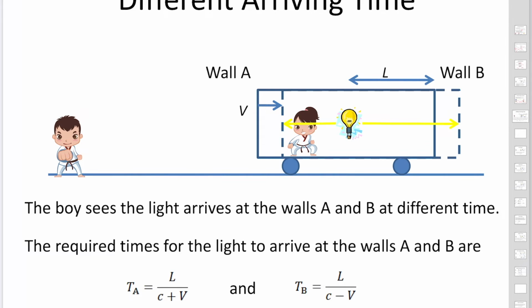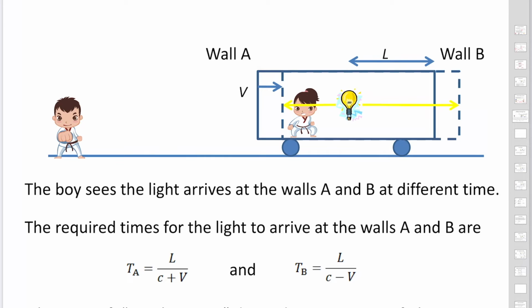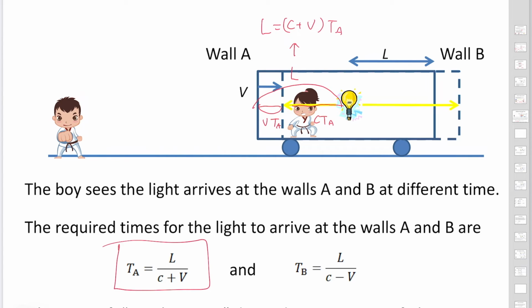The required time for the light to arrive at walls A and B is given by this equation. Because wall A of the train is moving toward the light, this length is v T sub A, and this length is c T sub A, and this length is of course L. So for the light to come to wall A, L equals (c plus v) T sub A. You can calculate, so T sub A is obtained: L over c plus v.